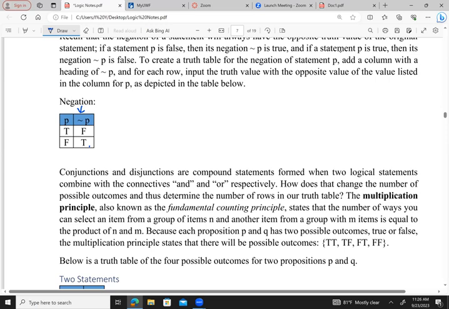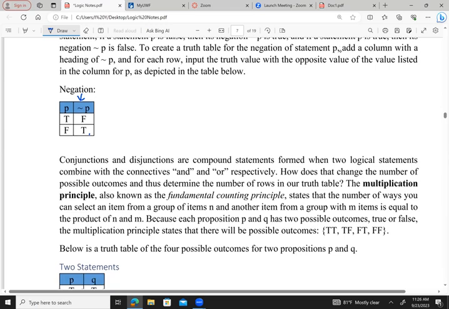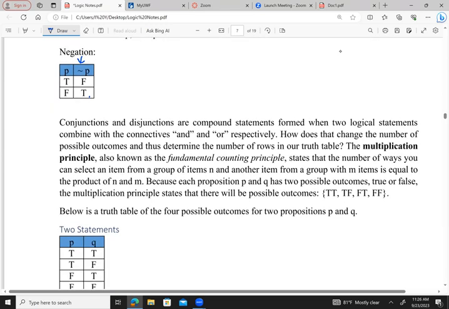Conjunctions and disjunctions are compound statements formed when two logical statements combine with the connectives and or. How does that change the number of possible outcomes and thus determine the number of rows in our truth table? The multiplication principle, also known as the fundamental counting principle, states that the number of ways you can select an item from a group of n items and another item from a group of m items is equal to the product of n times m.